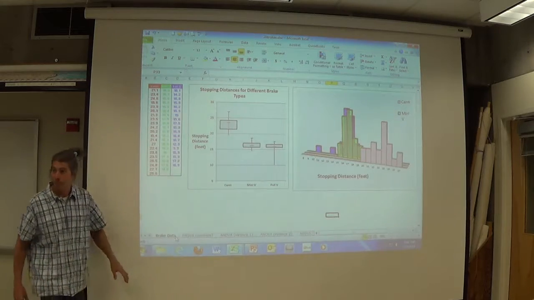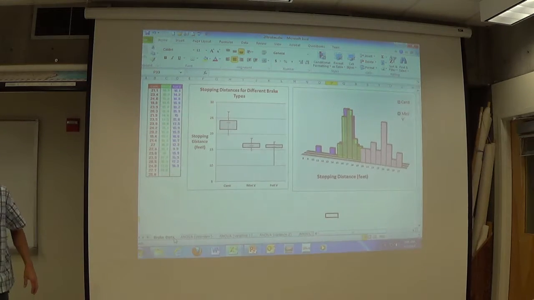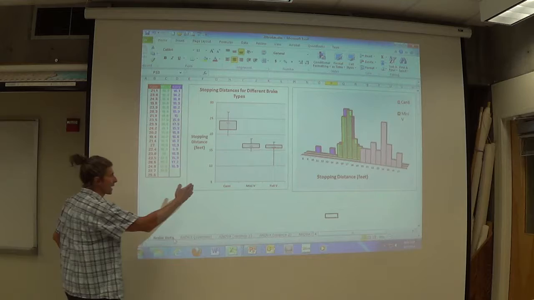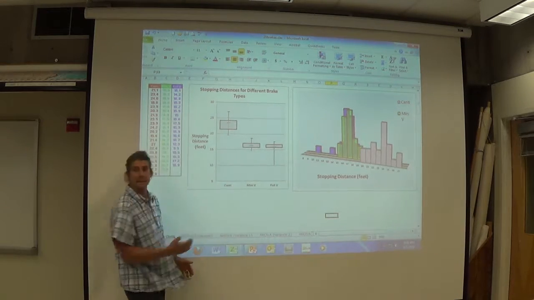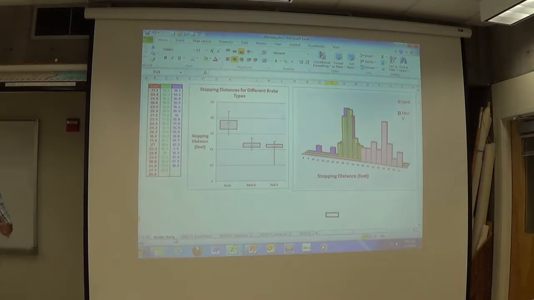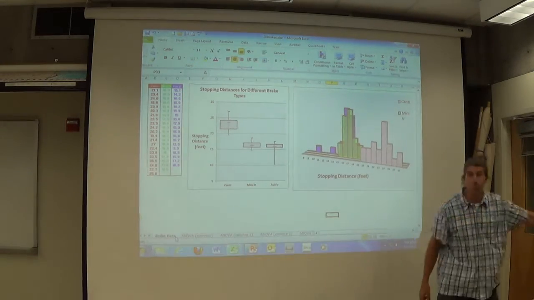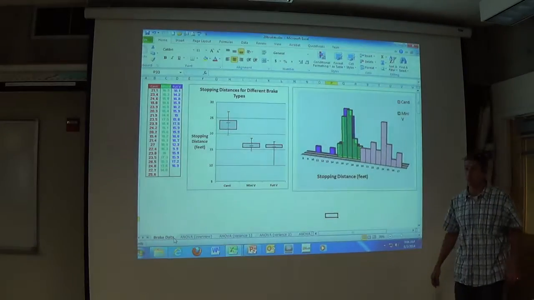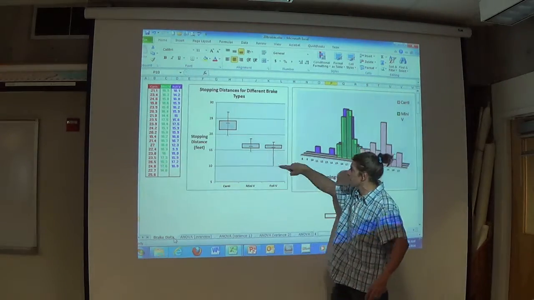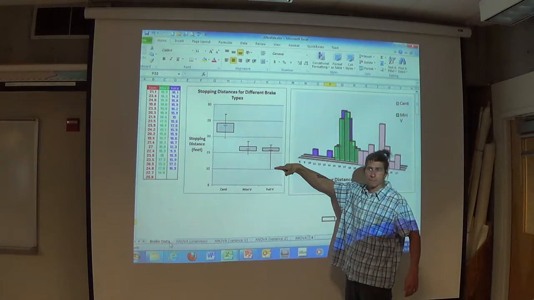So looking at that, what do you notice about the stopping distances of the 3 different kinds of brakes? Cantilevers, mini V's, full V's. Give me some descriptive conclusions based on those. Mini V and full V are very similar. Same conclusion I came to, Linda, thank you. Mini V and full V, very similar. This guy down here, what do you think about him?